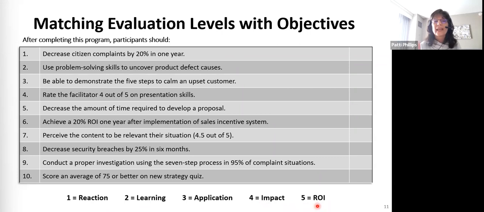I'll give you one hint. There is only one level 5 on the list. So just take your piece of paper, jot it down. We'll give you just a moment to do it, and then we will reveal the answers.